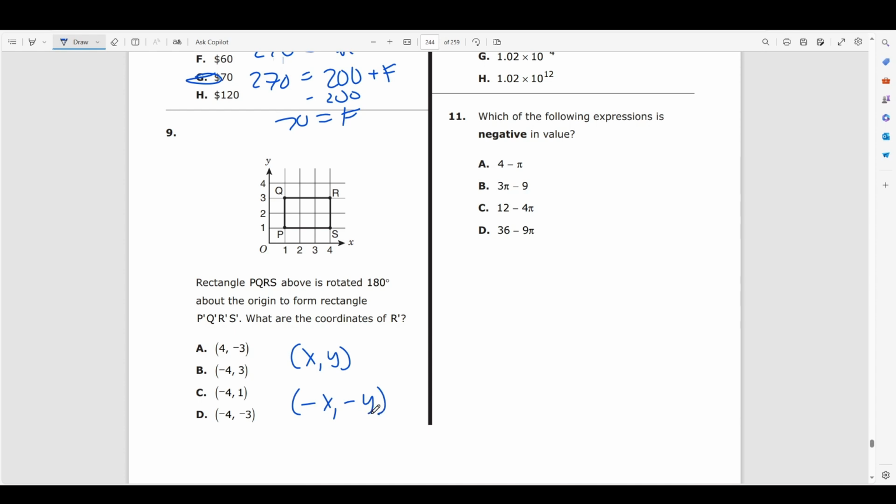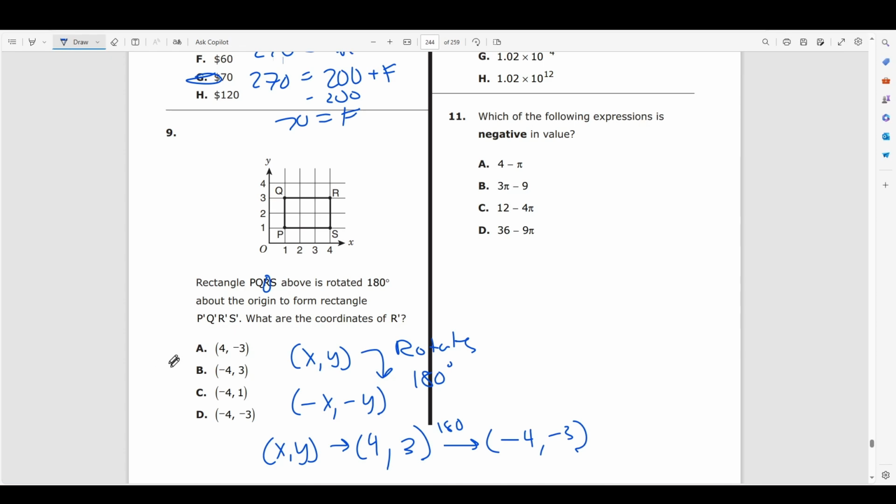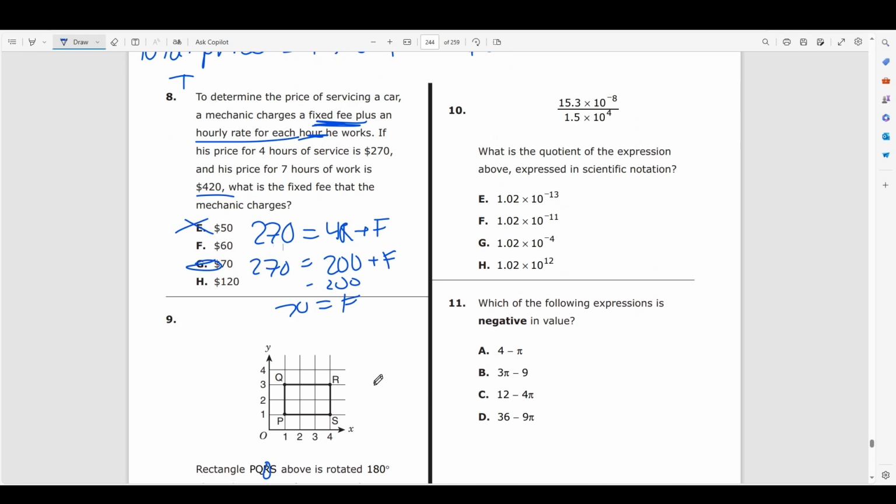That's all. So just know that when you rotate something 180 degrees about the origin, you negate your x and your y. So when I do this to my coordinate R, my original x, y coordinate for R is equal to 4, comma, 3. And now, after I rotate 180 degrees, that x, comma, y is now going to be negative x, comma, negative y, which is now negative 4, comma, negative 3, which is going to be choice D. So just remember that rotation of 180 degrees turns it into negative and negative.